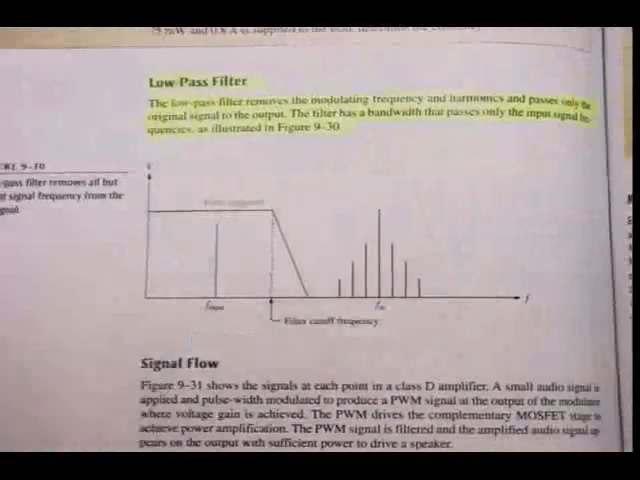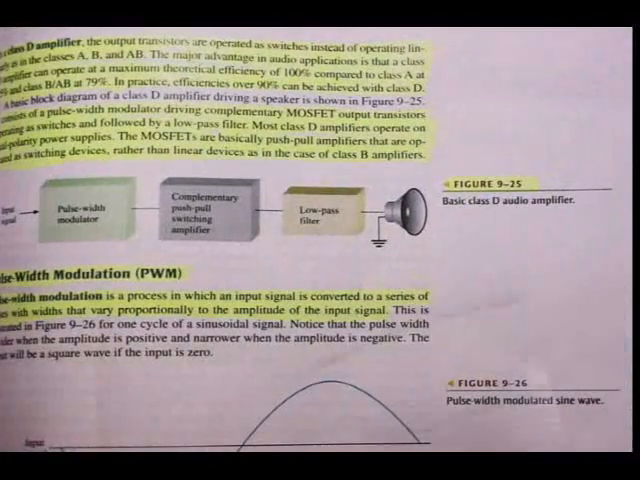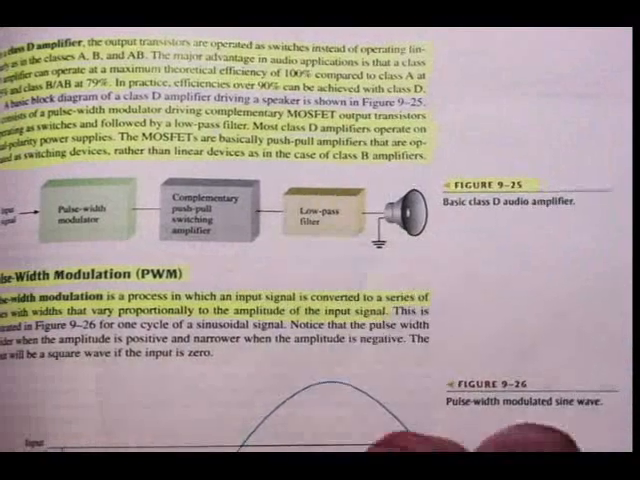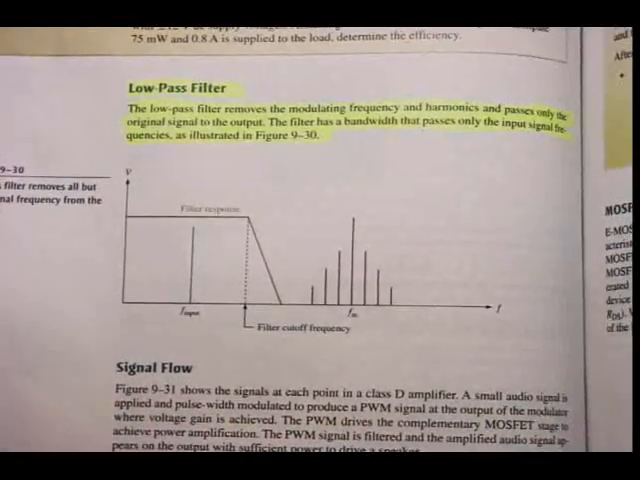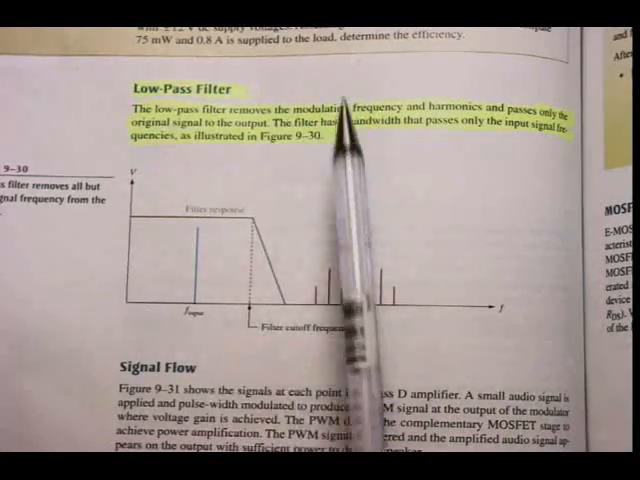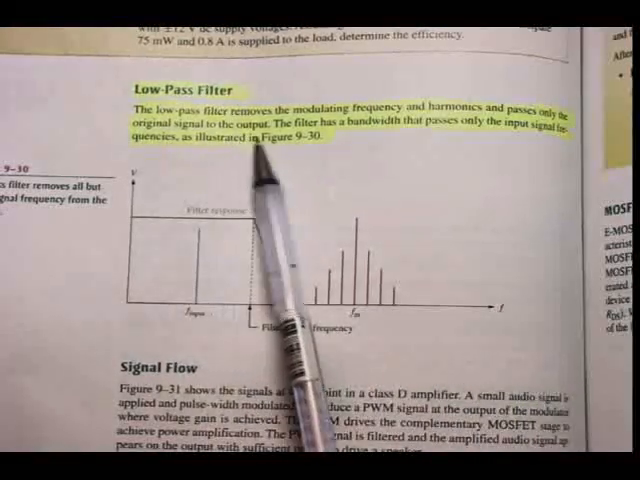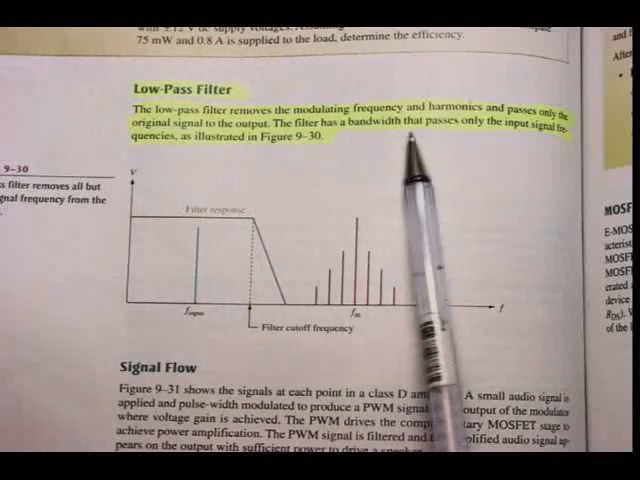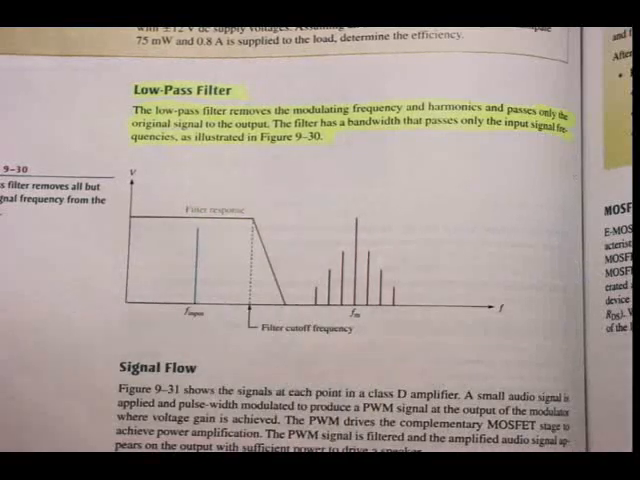All right, that was the second section. The last section then in our block diagram of figure 9.25 of the basic class D audio amplifier is the low pass filter. On page 458, the low pass filter, please underline that first paragraph. The low pass filter removes the modulating frequency and harmonics and passes only the original signal to the output. The filter has a bandwidth that passes only the input signal frequencies, as illustrated in figure 9.30.